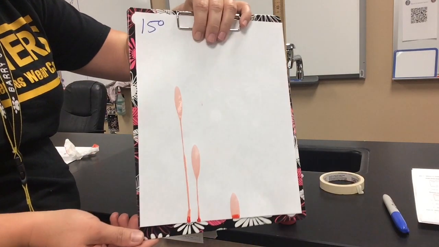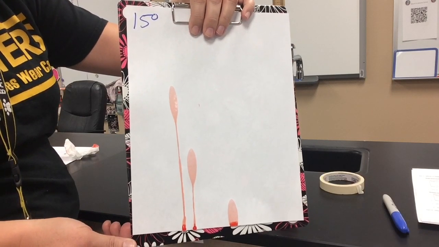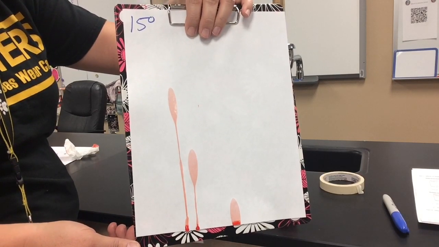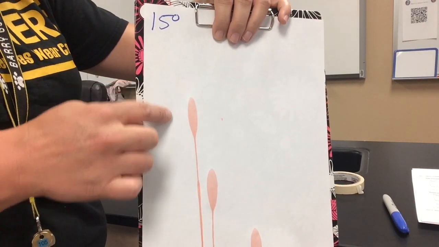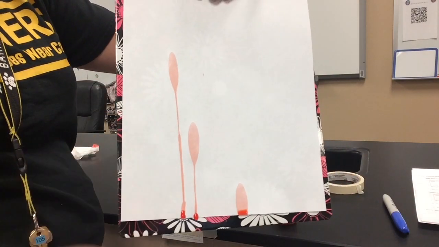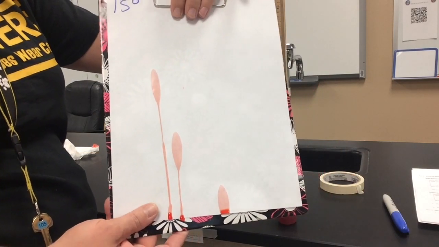And this is what mine looks like at 15 degrees. So I had 2 of the 3 that turned out pretty good. And notice, at a really sharp angle, you've got a really long drop and you've got a very, very long spine or tail at the end.